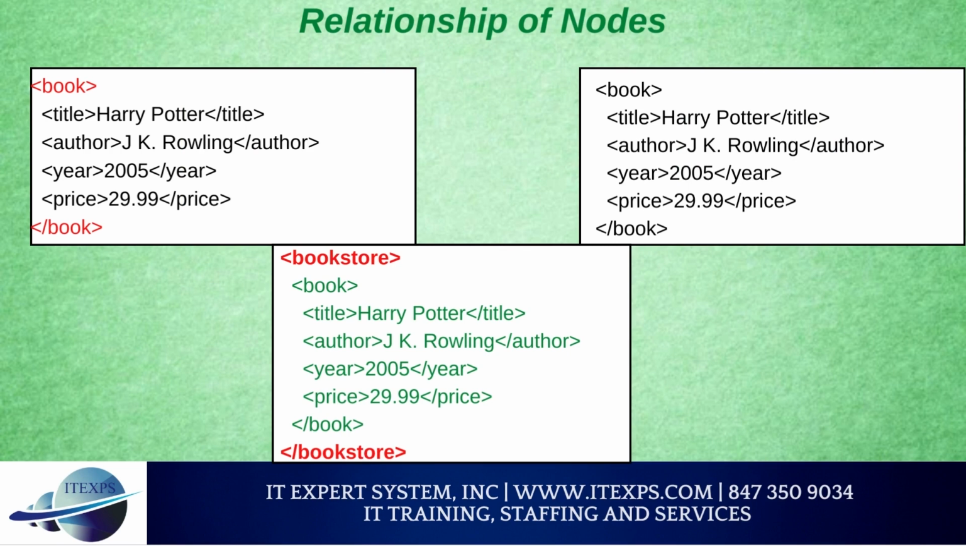Relationship of nodes. Parent. Each element and attribute has one parent. In the following example, the book element is the parent of the title, author, year, and price.